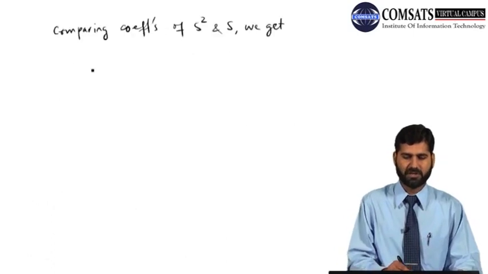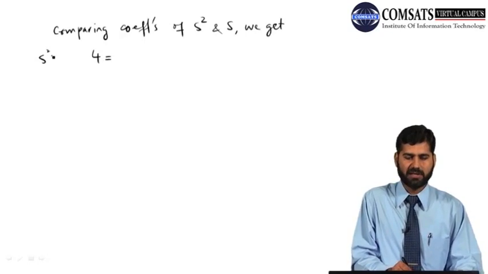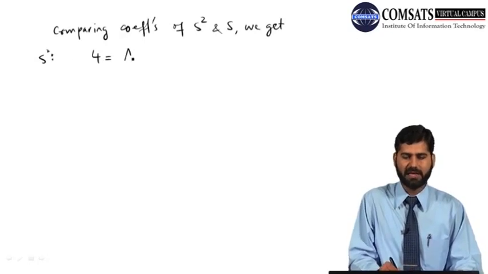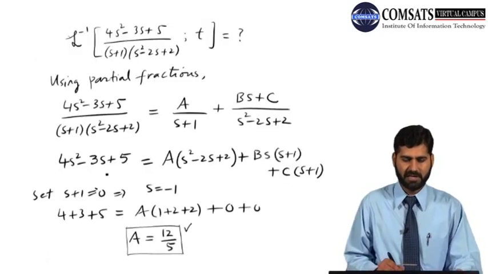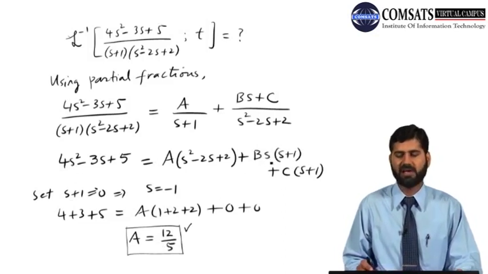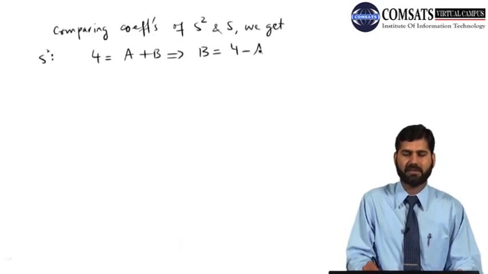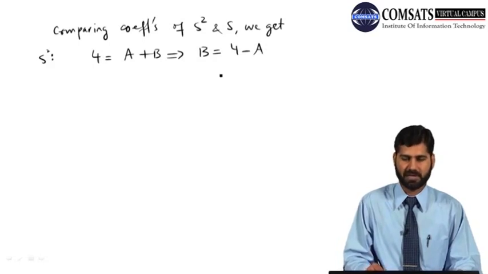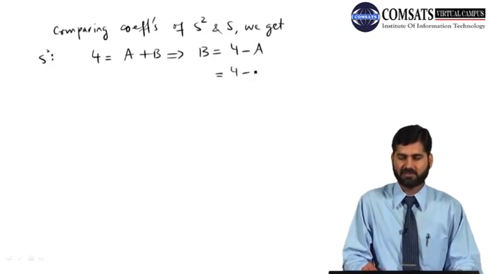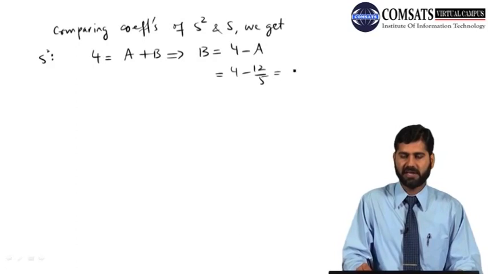All right. So s square gives you 4 equal to A plus B. If you see here, s square has 4 as coefficient, here A and B both are coefficients of s square. So this implies that B is 4 minus A, right? B is 4 minus A. So 4 minus 12 by 5, which is 8 by 5. All right.